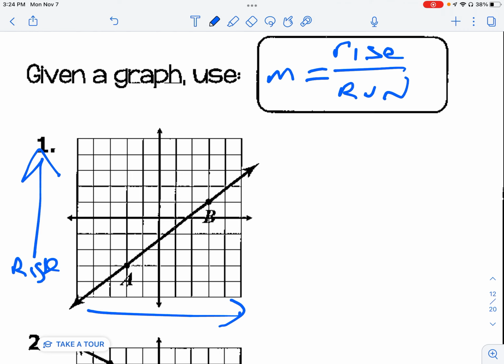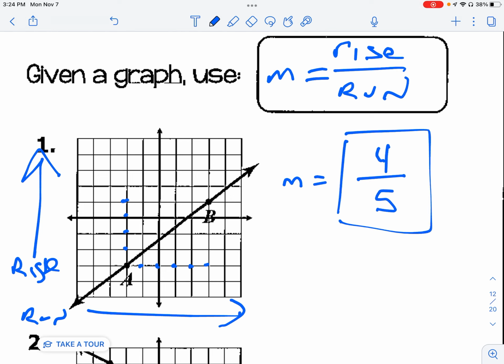So here we're going from A to B, and we've got 1, 2, 3, 4. So it goes up 4, and it goes over 1, 2, 3, 4, 5. So m equals 4 over 5, rise over run.